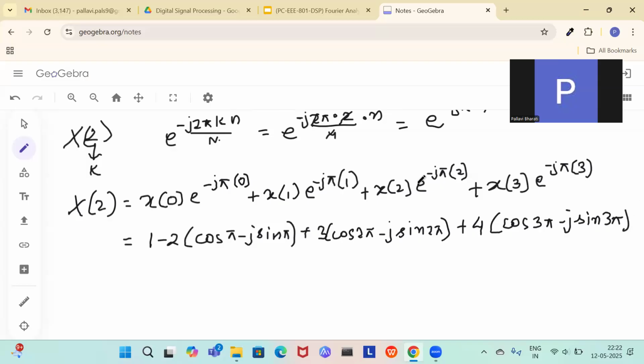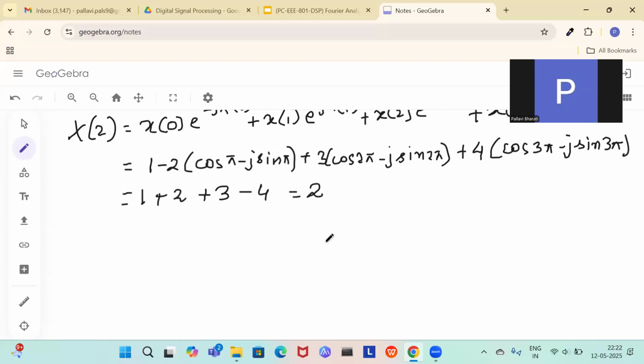Now we will calculate this value. So this is okay, 1. Cos pi, the value is minus 1, so it is 2. Cos 2 pi, the value will be 1. Again, cos 3 pi, the value will be minus 1. So what you get is 2. With sin pi, sin 2 pi, sin 3 pi, all will be 0.